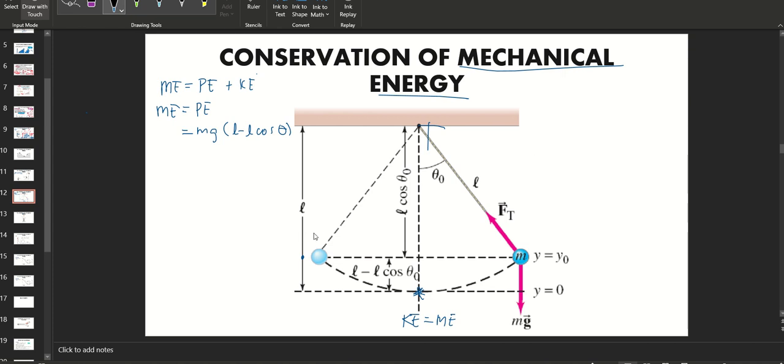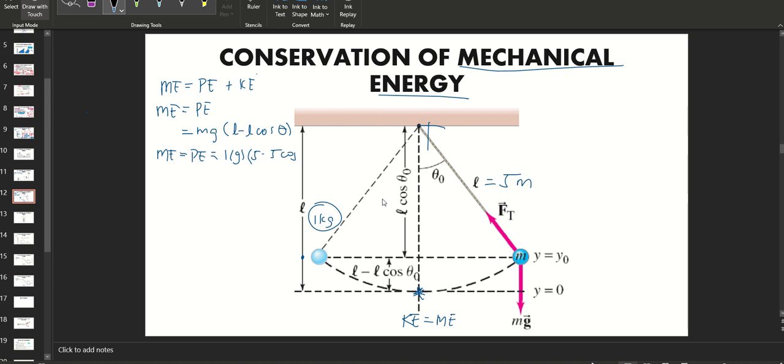okay, let's say ang ating mass dyan ay 1 kilogram. So, at this highest point, let's say that the length of the cable is 5 meters. So, it means to say that the mechanical energy, which is also equivalent to the potential energy at this point, is 1 multiplied by g multiplied by 5 minus 5 cosine. Okay, the question is, ilan yung angle?